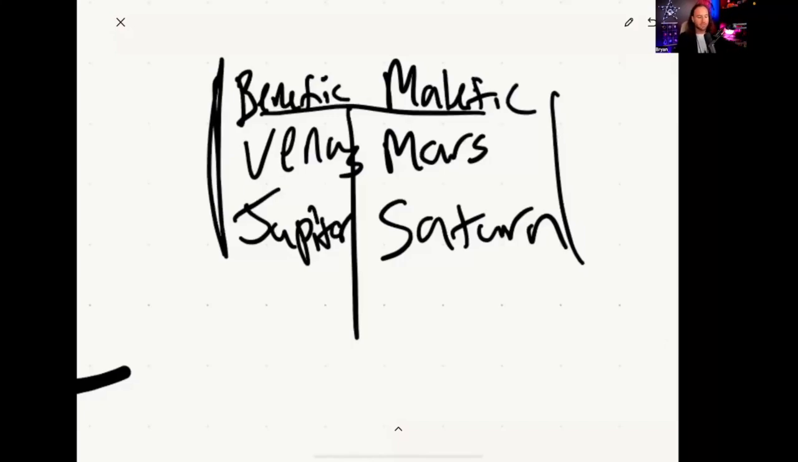Anyways, it's good to know there's benefics and malefics. Mercury is neither, but really it's these planets: benefics, Venus, Jupiter; malefics, Mars, Saturn. Astrologers would consider all the outer planets, Uranus, Neptune, and Pluto, to be malefic. I think they can go both ways too.